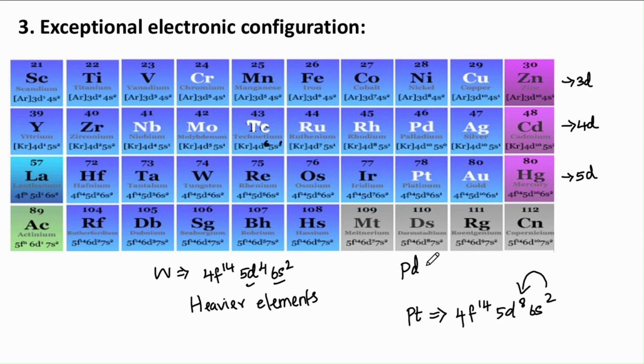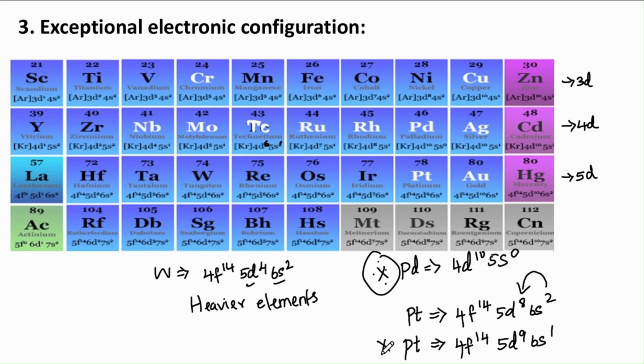But when you see palladium, it has the configuration 4d10, 5s0. Here both the 5s electrons are promoted to the 4d orbital, but in case of platinum, only 1 electron from the 6s orbital is promoted to the 5d orbital. So the actual configuration is 4f14, 5d9, 6s1. Here also the same reason: the energy required to promote both the electrons into the 5d orbital is more, and it is due to the relativistic effect. So in case of platinum, only 1 electron from the 6s orbital is promoted to the 5d orbital. So the electronic configuration of palladium is special and platinum is also special, or you can say it is different from the other configurations.